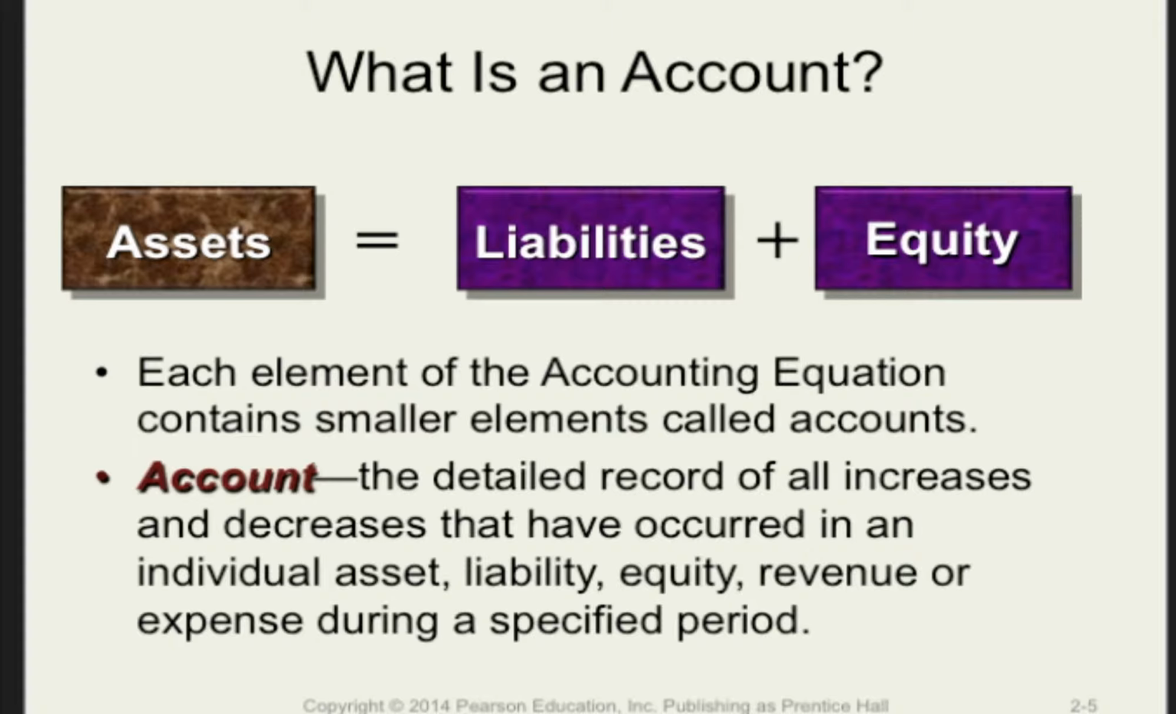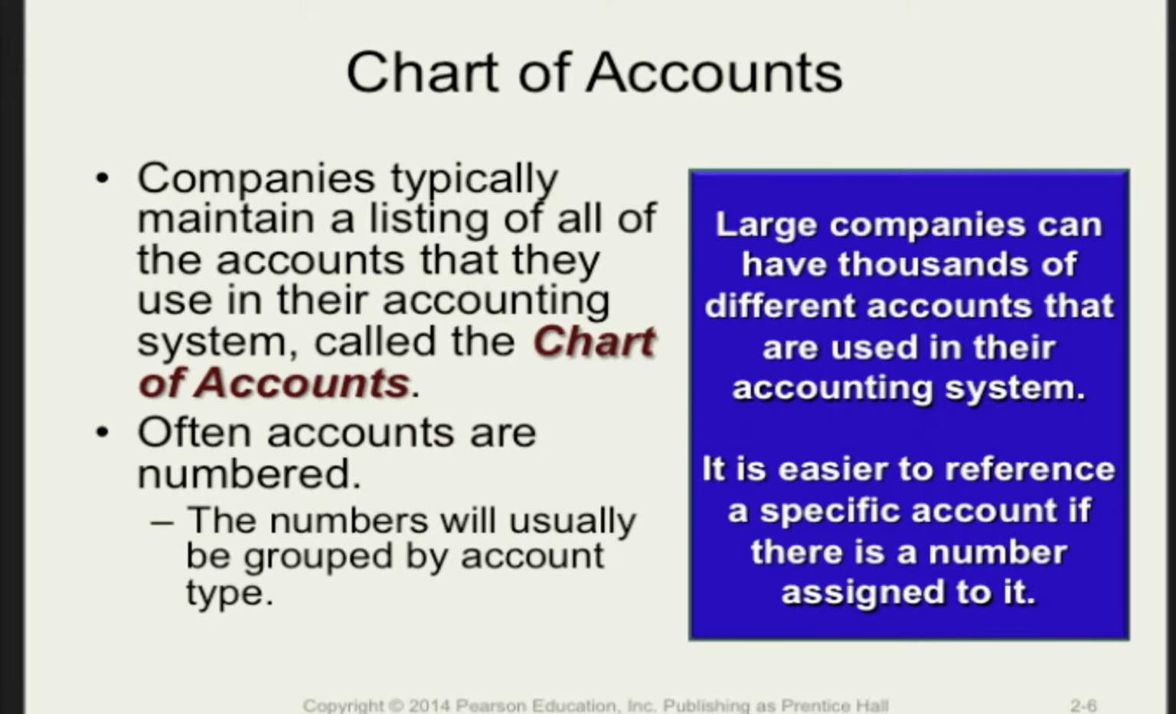As we have seen, each element of the accounting equation is made up of several smaller elements. We call those smaller elements accounts. Companies can have just a few accounts, or in the case of large corporations, thousands of different accounts. To organize and keep track of the accounts, companies will assign numbers to the accounts and then group the accounts by account type. So, for example, all of the asset account numbers might begin with the number 1, while the liability account numbers will begin with the number 2, the equity account numbers with a 3, and so on.